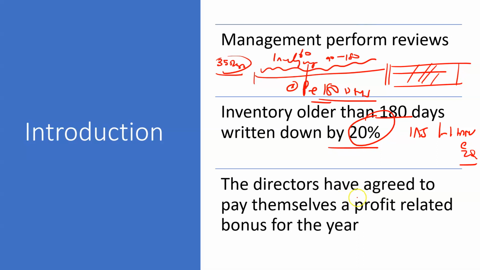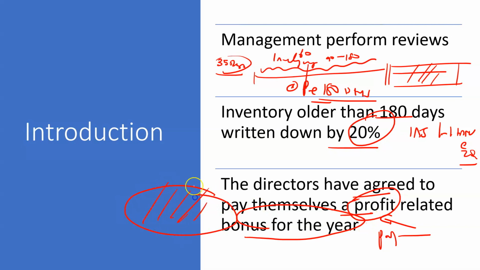Okay, anyway, the directors have agreed to pay themselves a profit related bonus for the year. That should scream out that if you're basing bonuses on profits, then you need to have professional skepticism immediately, because the argument here is they will do everything to inflate their profit figures. So this is a general professional skepticism point: the potential for inflating profits because they wish to give themselves a bonus.